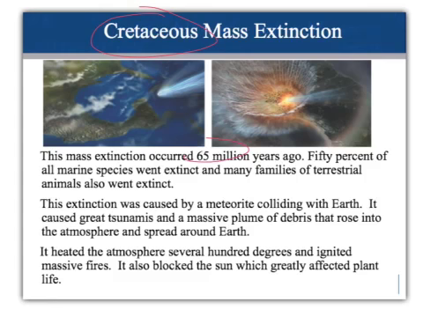Another example would be the Cretaceous mass extinction. This one occurred about 65 million years ago. In this one, you had about 50% of your marine species and many families of your terrestrial species. This was not due to the continental drift. This was due to a meteorite colliding with the Earth, which caused tsunamis, lots of debris that rose into the atmosphere that spread around the Earth. Okay, this heated the atmosphere a lot. Okay, so we had a significant amount of fires blocking the sun, which had a huge impact on the plant life. And a large impact on our producers, remember, has a large impact on our consumers. So not quite as extreme as the Permian, but still a large amount of species dying off.